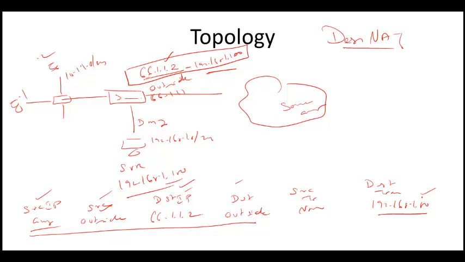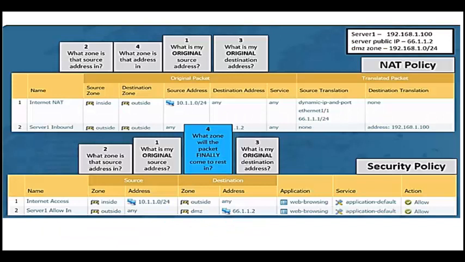Same scenario. Let's see here the security policy. Okay, let's finish first. This is what we just wrote. Original source is any, zone is outside, and the destination is 66.1.1.2, and the zone is outside again, and this is the address to which you translate. The source translation is none, because we are doing destination NAT.